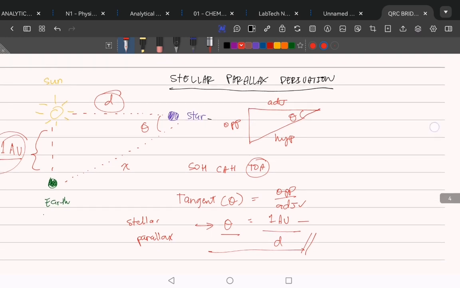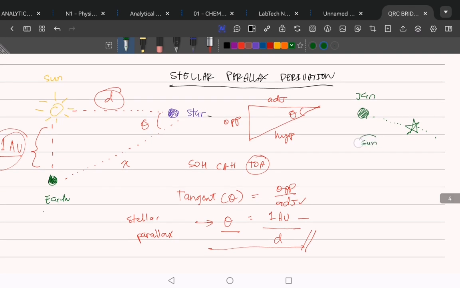Kasi, okay, let's say this is the Earth, and then this is the star that you are trying to observe. Okay, let's use green. This is the Earth. Okay, so let's say you observe this one by January, and then this is the sun. Okay. So after 6 months, what will happen is that the Earth will rotate around the sun, okay, in opposite direction. Opposite position. Okay, so nandito siya ngayon.